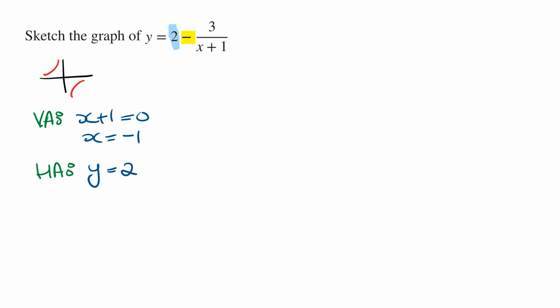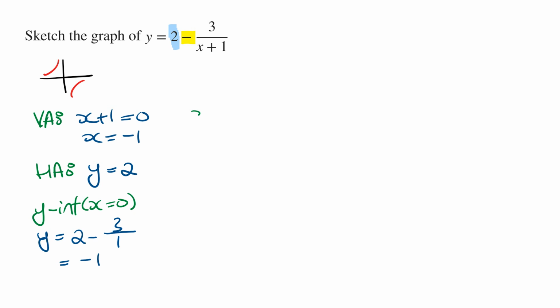We then need to work out the x and y intercepts. For the y-intercept, we let x is equal to 0 and then solve for y. And so we get y is equal to 2 minus 3 over 0 plus 1, which is just 1. And so this is 2 minus 3, which is minus 1.